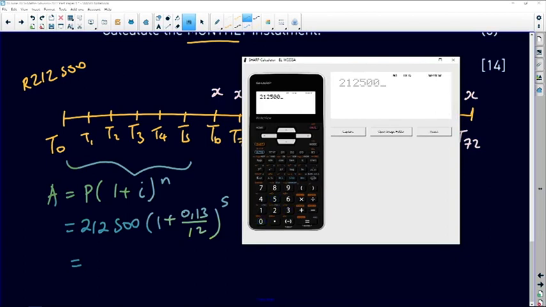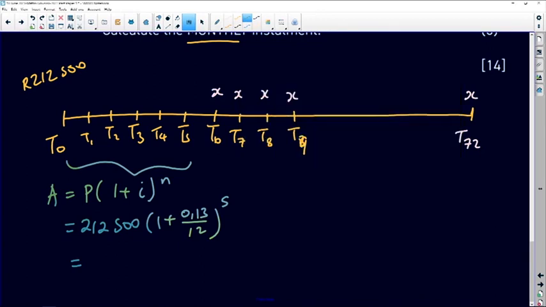212,500 times open bracket, 1 added with a fraction, 0.13, that's 13% compounded monthly, and then I'm just going to enclose this in brackets and raise it to the power of 5. And what do I get here? I'm getting 224. Oh my God, 224, that's a lot of money.